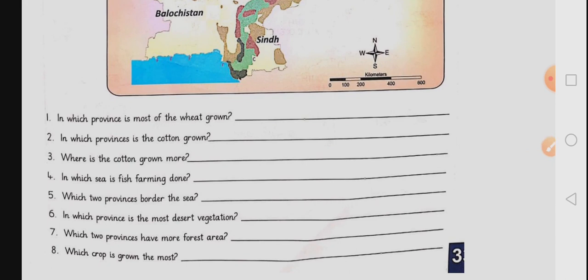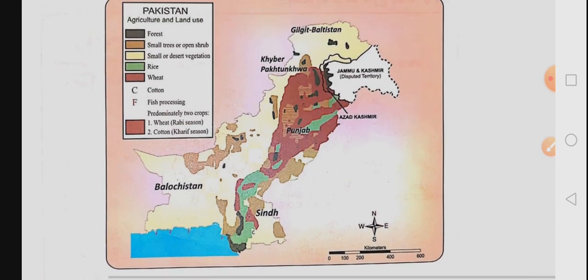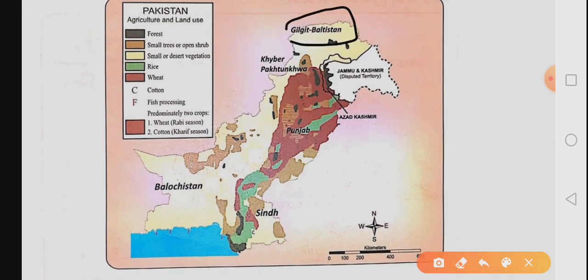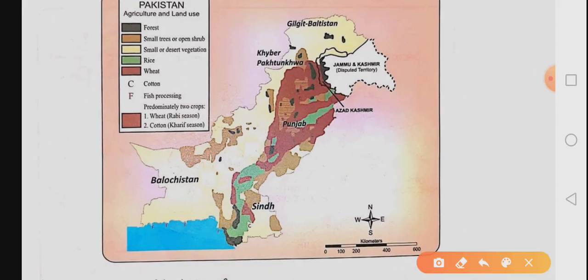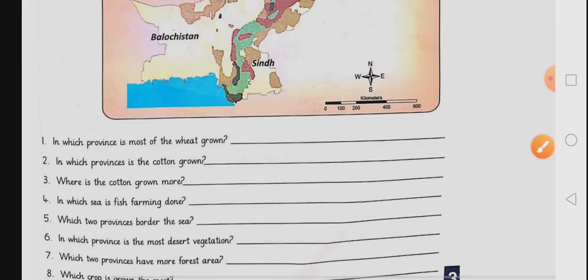In which province is the most desert vegetation? Okay, let us have a look at the map. Gilgit-Baltistan is the northern area. It is not the desert kind of area, so we are going to rule it out. The remaining two areas are Balochistan and Sindh. So Balochistan, which is also a plateau, and the land here is barren, and the land is not very fertile because of certain reasons. This area has the most of the desert vegetation, so please mention it here.